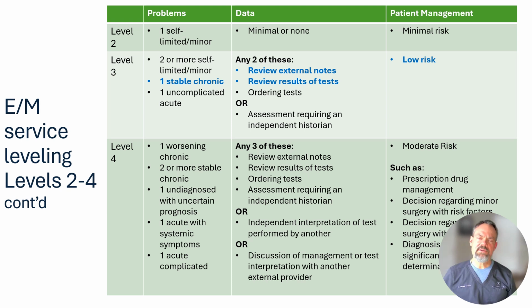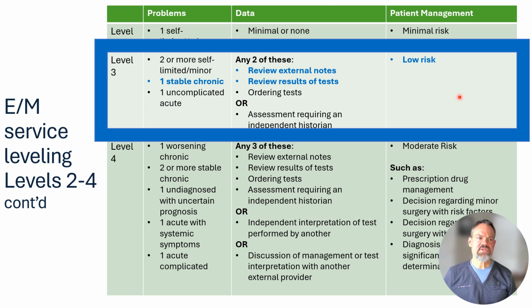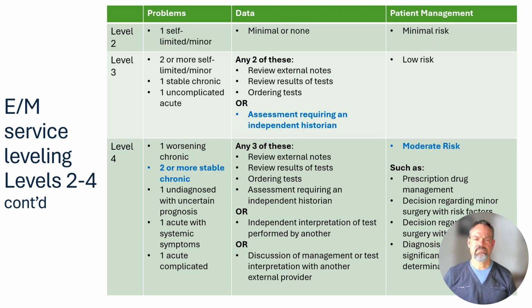Now that you better understand the tic-tac-toe analogy, let's look at the actual chart and dig in a little deeper. So for example, in this particular patient's case, they have 1 stable chronic. We've done 2 of these, and then they also meet low risk. So we've met a level 3 criteria, 3 across. And so that gives us a level 3.